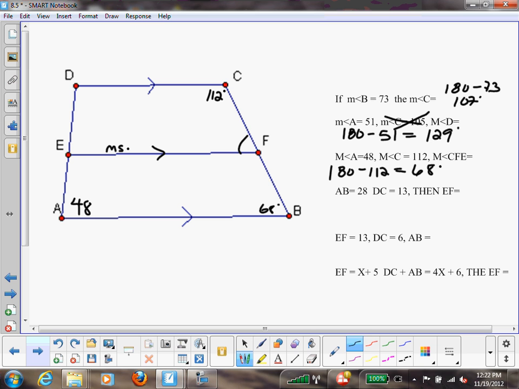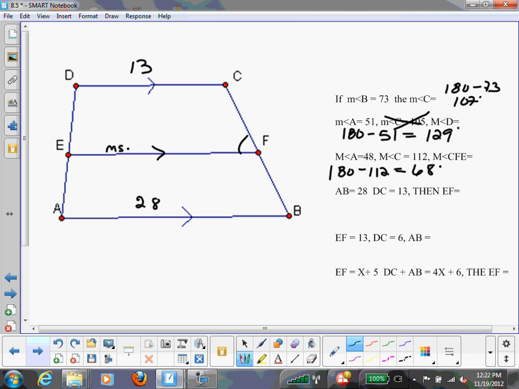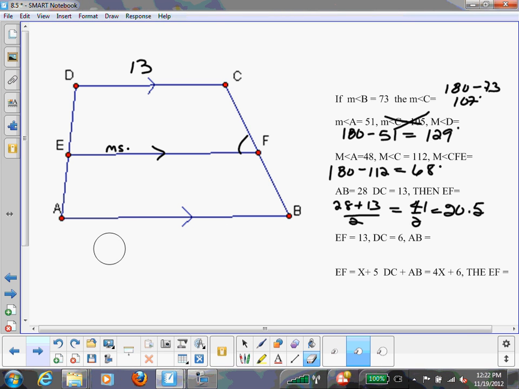All right. If AB is 28, let me get rid of all of this. So AB is 28, DC is 13, then how do I find EF? And I defined it to be the mid-segment. I'm telling you, it wasn't really written on there. What'd I do, Kaylee? 28 plus 13 over 2 comes out to 41 over 2, which is 20.5. Right? Did I do the math right?